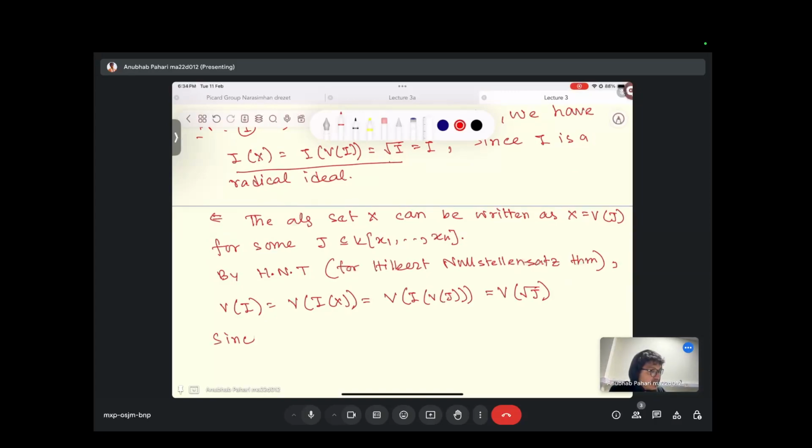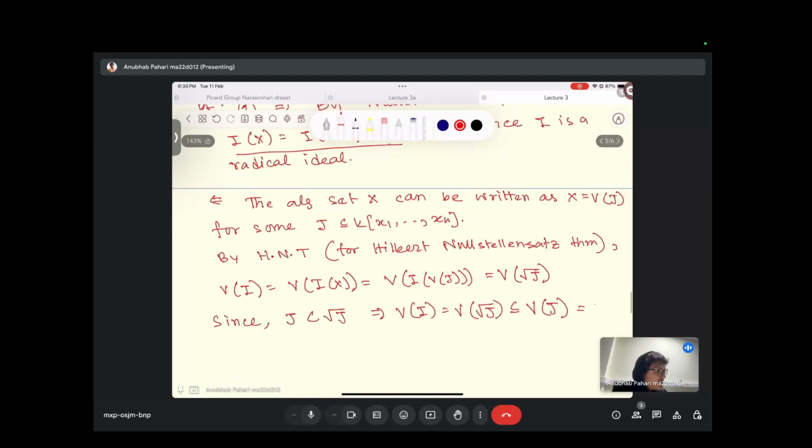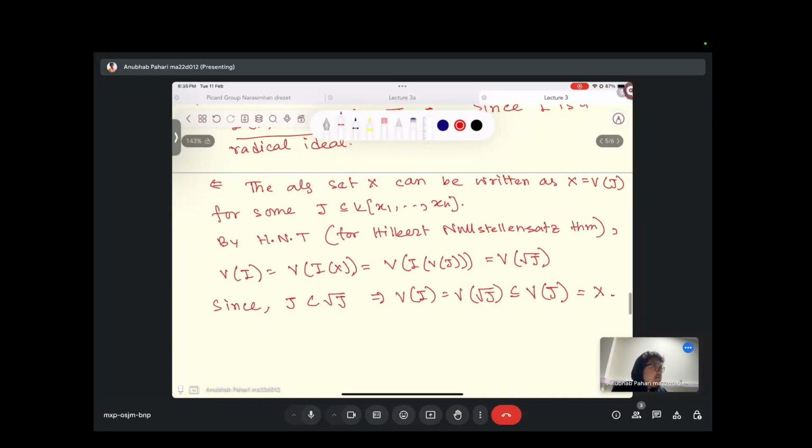Since the radical of an ideal contains the ideal, that means since J is contained in the radical of J, we have V(I) should be V(root J), which is containing V(J), which is nothing but X. So it remains to show that X is contained in V(I).